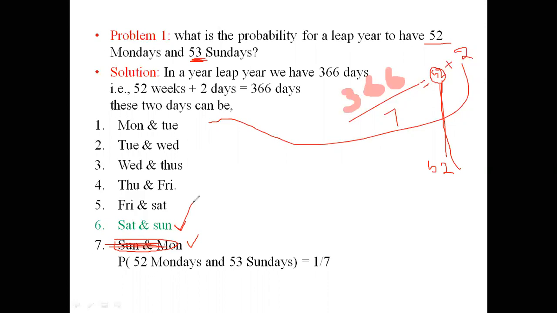a favorable case for that question. If you consider Saturday and Sunday, the green one, then 52 Mondays and 53 Sundays will be satisfied. You don't need to bother about 53 Saturdays because that is not mentioned in the question. So out of 7 possibilities, this is the only case favorable to getting 52 Mondays and 53 Sundays. Therefore, the probability is 1 by 7.